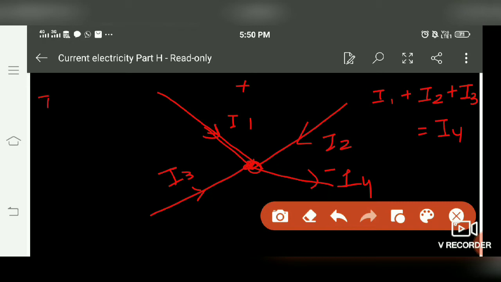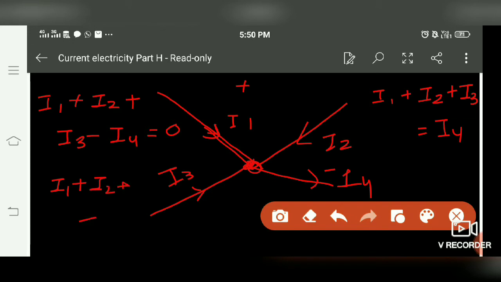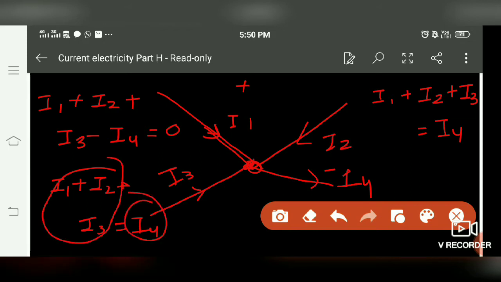So I1 is entering, so it is taken as positive, I2 is entering, also positive, I3 is also entering, positive, but I4 is leaving, so we take minus I4. This total current is equal to what? 0. So in other words, if we take I4 to the other side, it becomes positive, so we get this result: the sum of current entering the junction is equal to the sum of current leaving the junction.